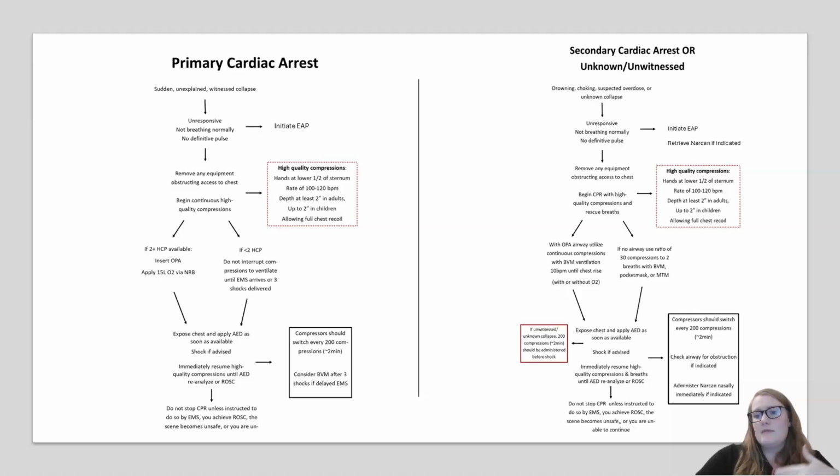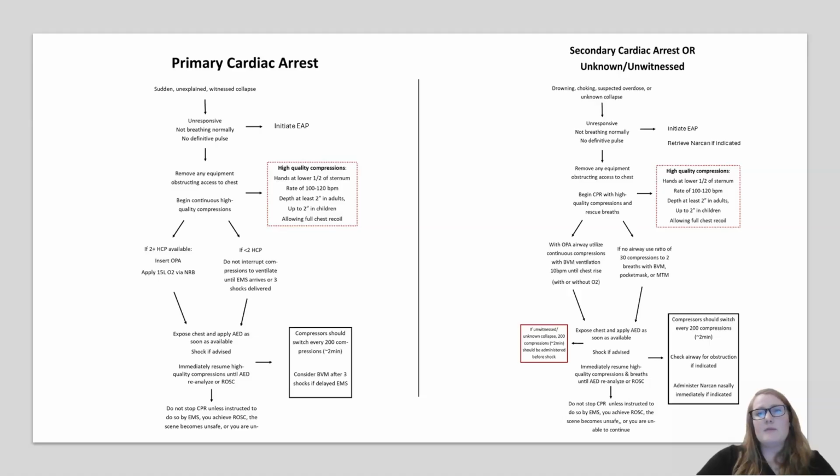Comes down, same thing. We recognize it's cardiac arrest. We initiate our EAP. If you have Narcan, which you should, it's free. You can get it from your state probably. There are organizations out there that give it out. Please, please carry Narcan. Retrieve it if you suspect any sort of drug overdose.